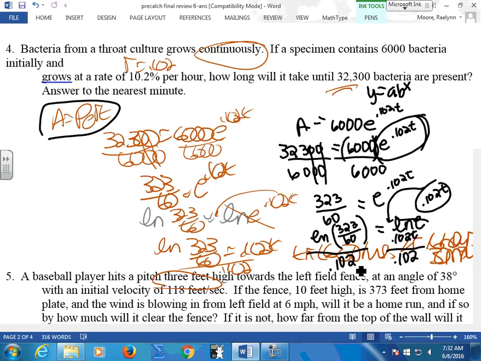This was done, always check what this is going by. This is per hour. So whatever hours you get, convert it to the nearest minute. So I think the hours was 0.5, so it should say 16 hours, 30 minutes. If it said 16.2, how would I get the minutes?